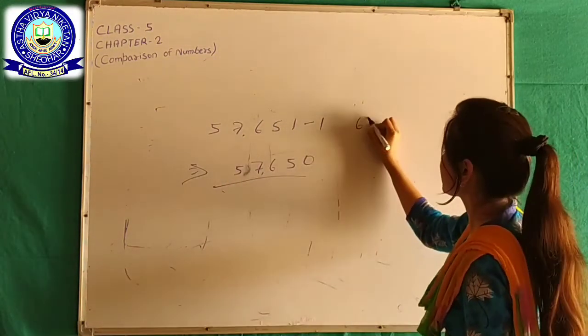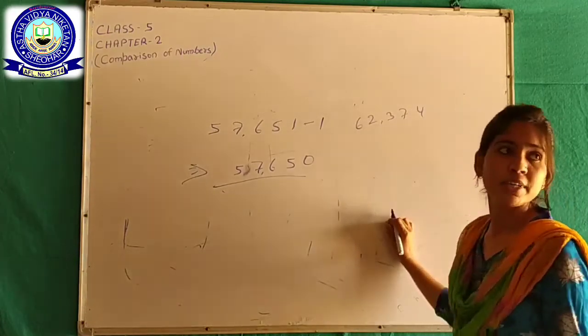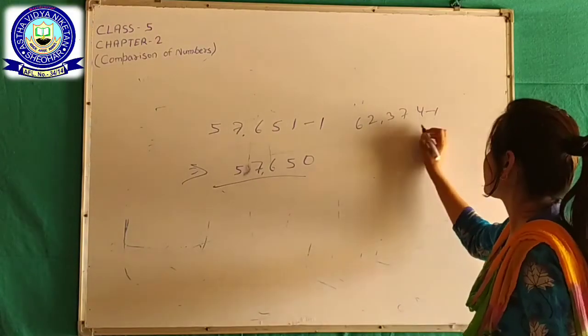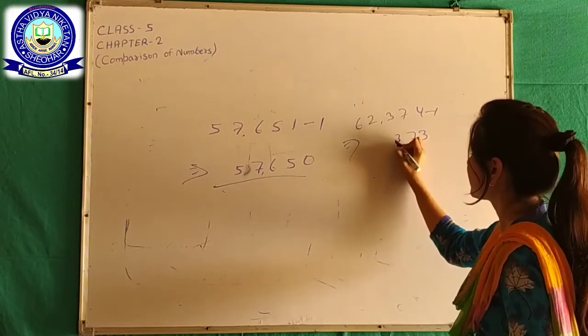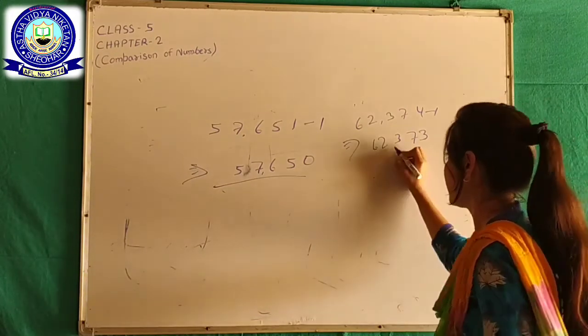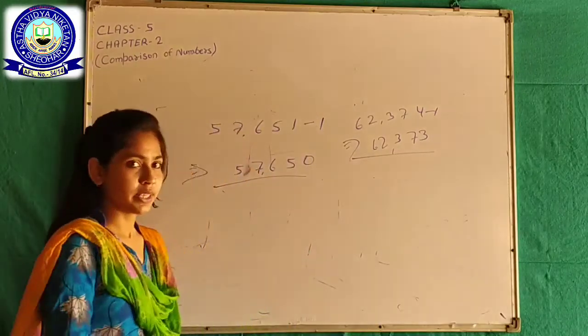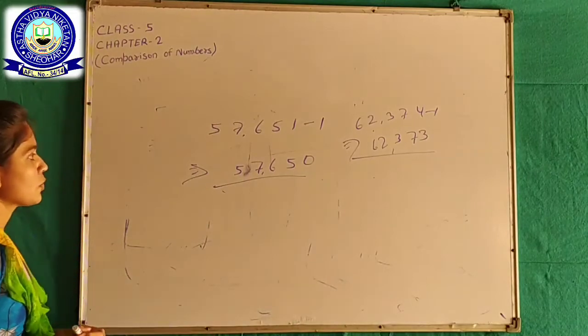Another example, 62,374. You have to find out the predecessor of these numbers. You have to subtract one from it. 4 minus 1 equals 3, then 7, 3, 2, 6. This is the predecessor of this number. 62,373 is the predecessor of 62,374.